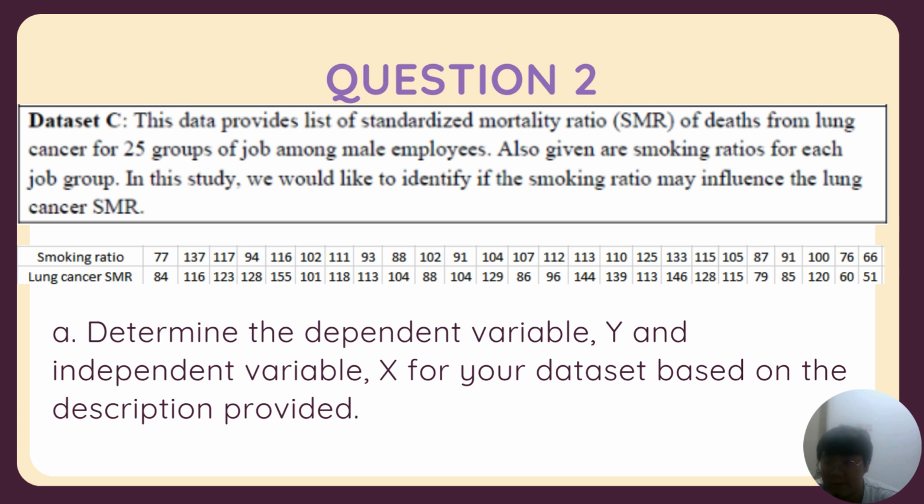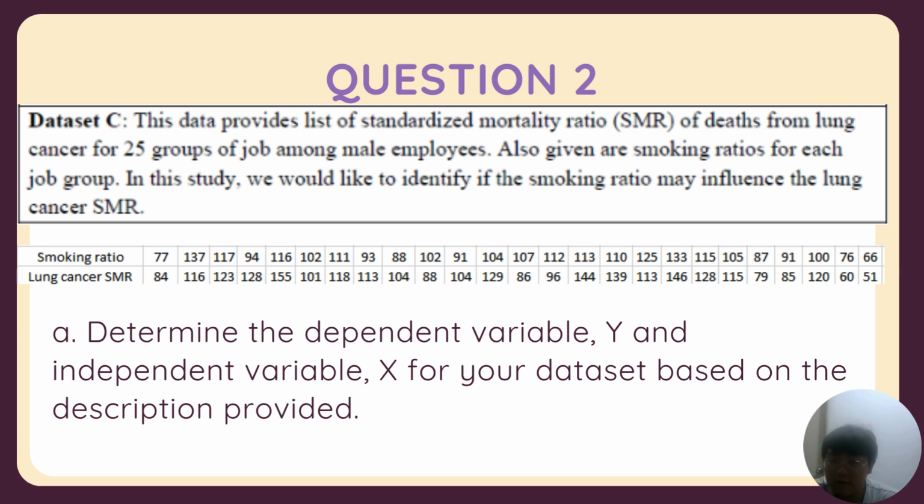dataset C. This data provides a list of SMR of deaths from lung cancer for 25 groups of jobs among male employees, also given as smoking ratios for each job group. In this study, we would like to identify if the smoking ratio may influence the lung cancer SMR. And the table is the data given by the question.